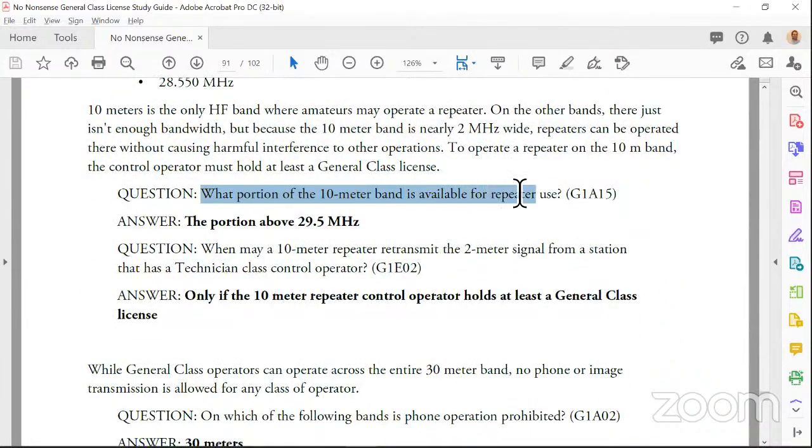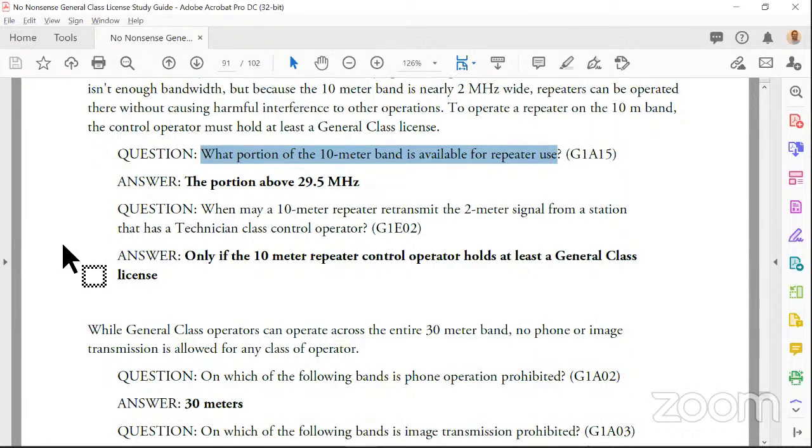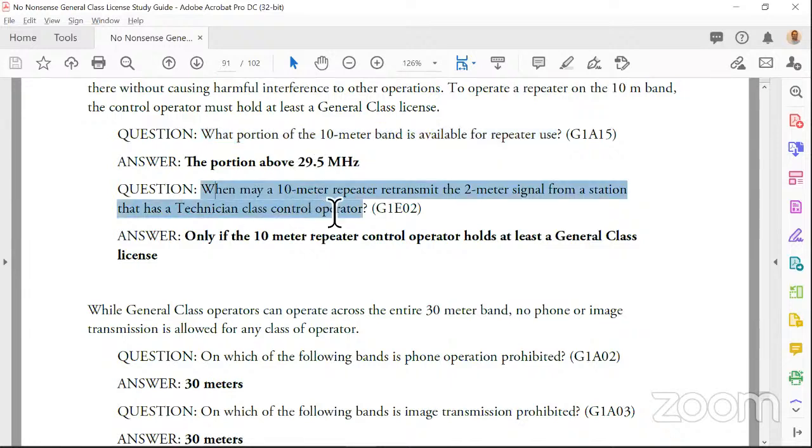Okay, next question in the question pool. What portion of the 10-meter band is available for repeater use? So remember we had said that most of the HF part of the bands or spectrum, we cannot use repeaters or repeater operation. You can do repeater operation in VHF and UHF. But on the HF part of the band, the only portion that we can do repeater is in the 10-meter band, and that portion is above 29.5 megahertz. So you need to learn that as to repeater use in the HF spectrum, 29.5 and above. Okay, next question in the question pool.